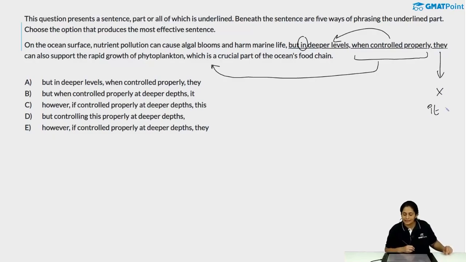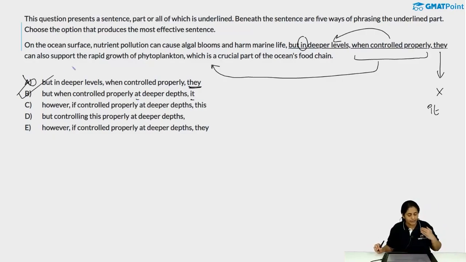Now, with these things in mind, let us take a look at the options. "But in deeper levels, when controlled properly, they": firstly, misplaced modifier and the use of "they" is incorrect. There are many things wrong with this, so we can eliminate this. Let's take a look at the second option: "But when controlled properly, at deeper depths, it". So it has corrected all the errors that we have found. "When controlled properly" is there at the front, and "at deeper depths, it can also support". So this has no errors as such.